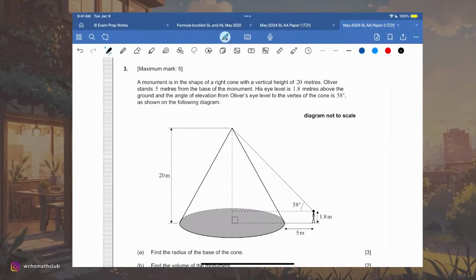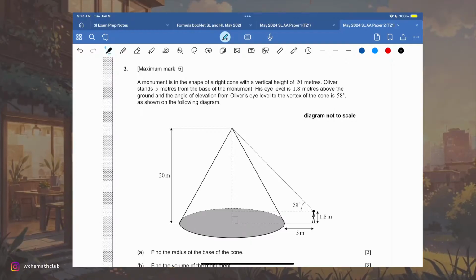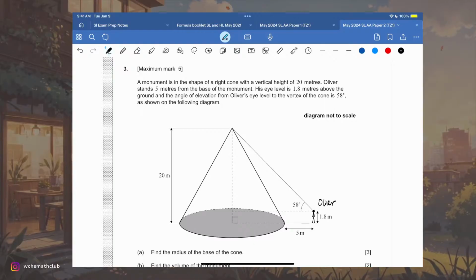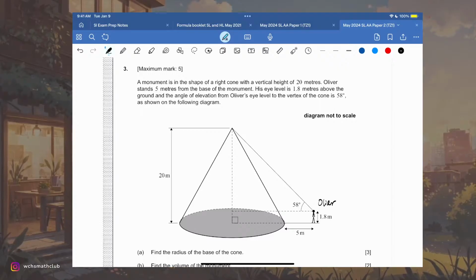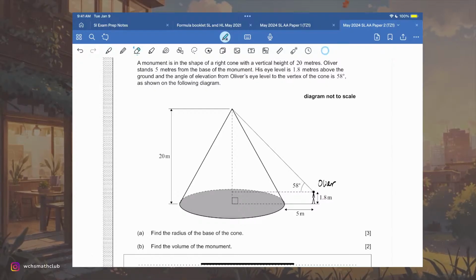Trigonometry. Okay, so a monument is in the shape of a right cone with a vertical height of 20 meters. So this is from here to here, 20 meters. Oliver stands 5 meters from the base of the monument. So this is Oliver here, and he's 5 meters from the base of the monument. His eye level is 1.8 meters above the ground, and the angle of elevation from Oliver's eyes to the vertex of the cone is 58 degrees, as shown in the diagram. So from here to here, 58 degrees.